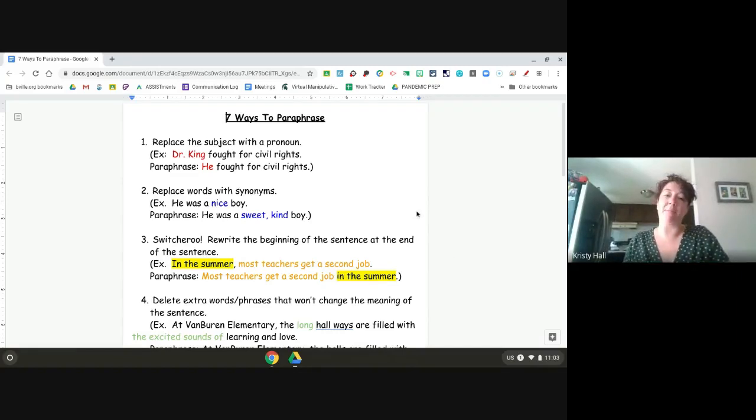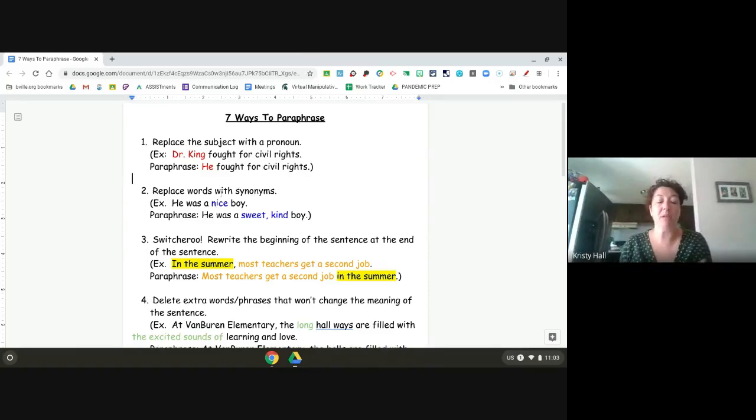Okay, so I made this document that has some different strategies you can use to paraphrase. So we'll run through those real quick, and then we're going to paraphrase the paragraph together. So the first strategy here is that you can replace a subject with a pronoun. So for example, if the original sentence was Dr. King fought for civil rights, a paraphrase version of that could be he fought for civil rights. If we had already known that the paragraph was about Dr. King, later in the paragraph, we could replace that with he.